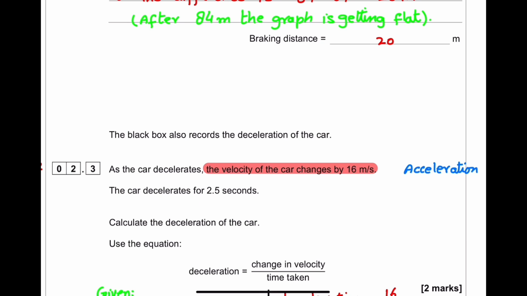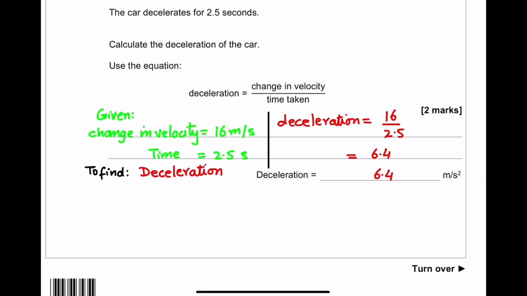Let's see the model answer. The change in velocity is given, that is 16 meters per second, and time is also given, that is 2.5 seconds. We need to find the deceleration. We are going to use both values in our equation. So deceleration is equal to 16 over 2.5. With the help of the calculator, we can find the value, that is 6.4 meters per second squared.